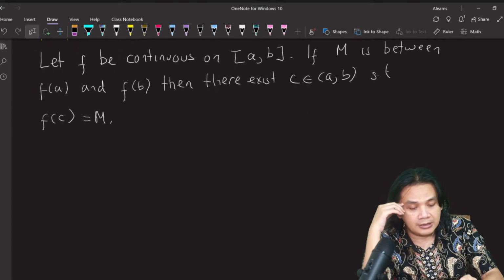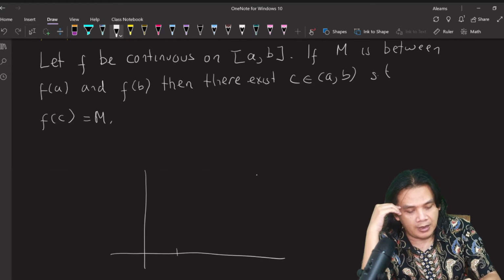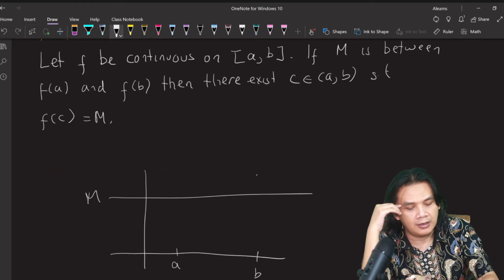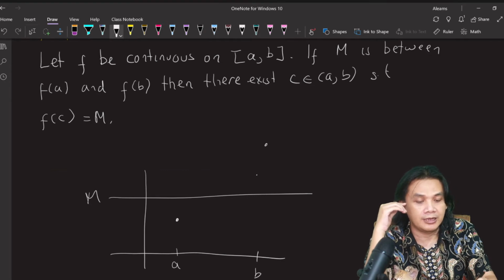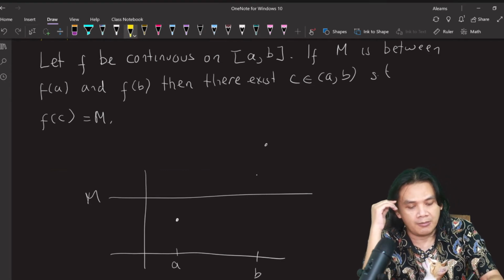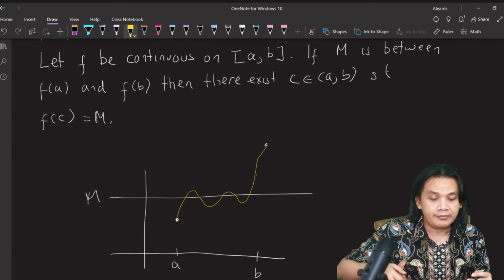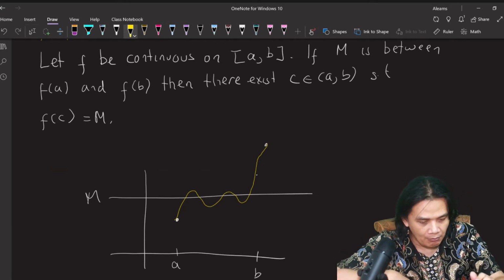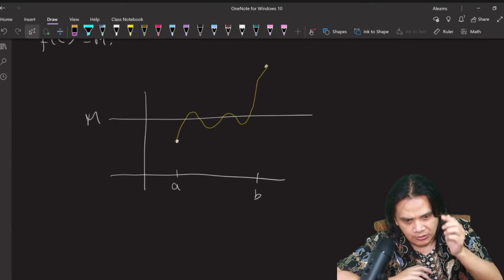So the idea is that, let's say this is a and that's b, and this is M. And we know that f(a) is below the line and f(b) is above the line. So somehow the graph will cross the horizontal line, right? So then, what I tried before.